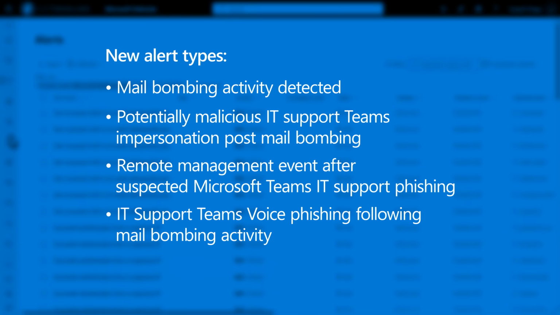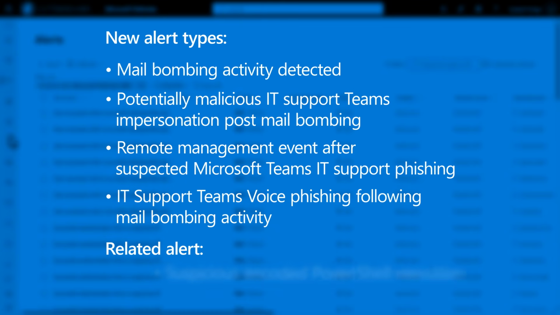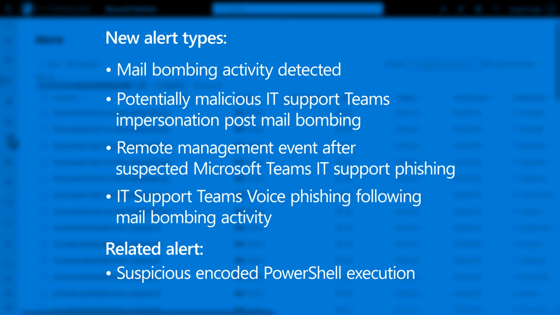Another related alert is Suspicious Encoded PowerShell Execution, which detects obfuscated scripts reaching out to attacker infrastructure. So, keep an eye out for that as well. All these alert types are linked in the incident experience if and when they occur, presenting a unified view of the attack chain across modalities.